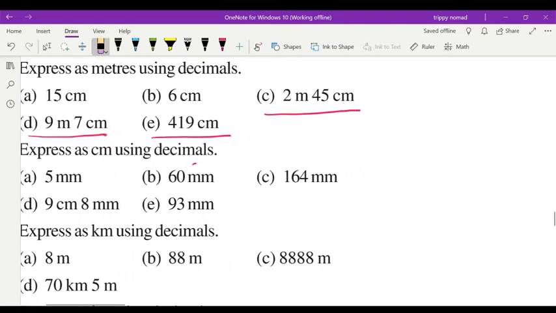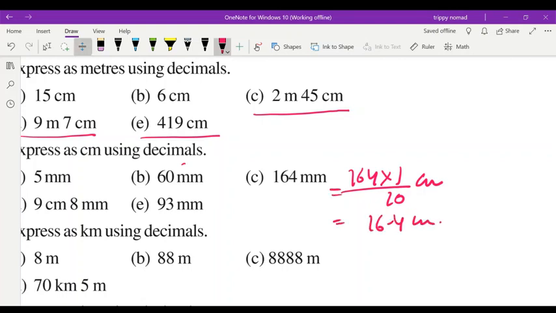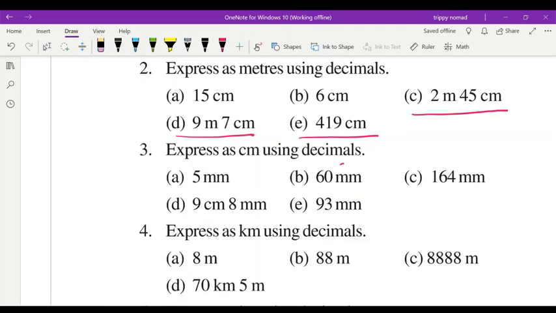164. Orally I am explaining you. You have to multiply 164 into 1 upon 10. So centimeter. So what will become? 16.4 centimeter. So each and every millimeter you have to multiply by 1 by 10.